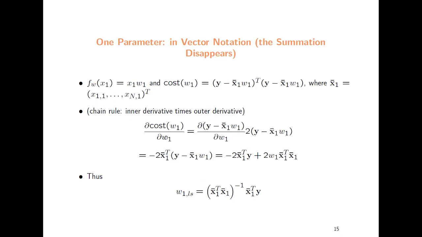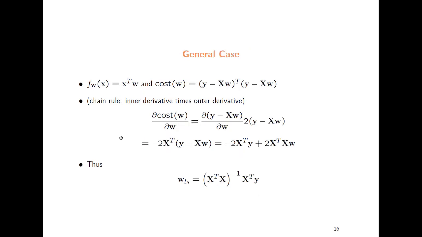So now that we know how to do this in vector format, we are ready to take on the complete problem. We defined before that we can write the cost function in general as the vector y minus x, where x is a design matrix, times w, transposed, and times the same vector without the transpose. So this gives you the inner product. And then we take the derivative, which we want to set to 0.